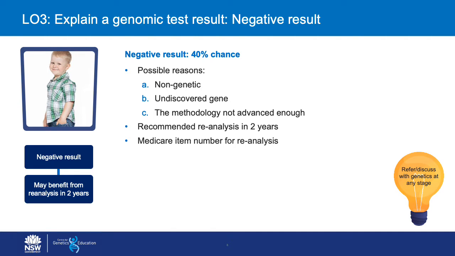The fourth possible outcome may be a negative result. This occurs in approximately 40% of cases. The possible reasons may be that the etiology is non-genetic, or as only 5,000 of our 20,000 genes have been related back to human disease to date, it could be that the gene is yet undiscovered, or that the methodology used to do the genomic testing is not advanced enough to detect the causative genetic variant. That is why reanalysis is recommended every 2 years and is covered by a Medicare item number.